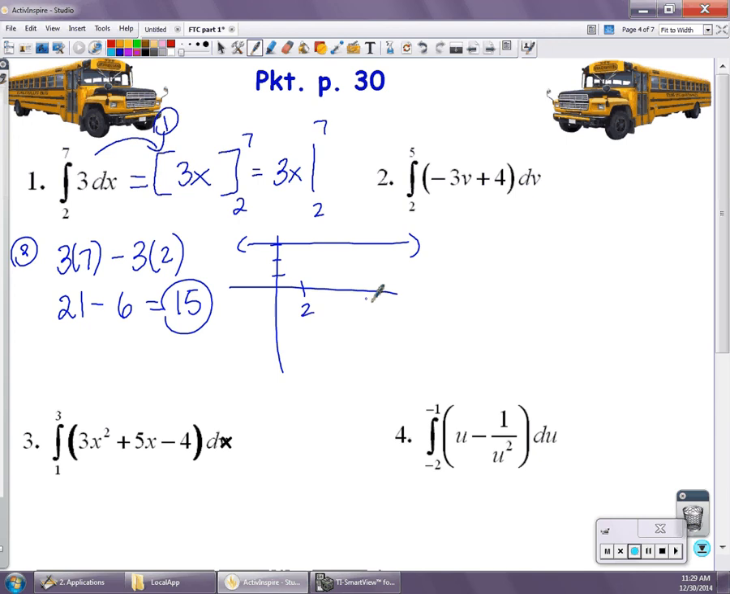We're starting at 2 and we're stopping at 7. So we have the distance 5 here. We have a rectangle that's 3 units high. 3 times 5 is an area of 15. So that just shows that the geometric versus the analytical approach, you're going to get the same answer. All right, let's take a look at number 2.